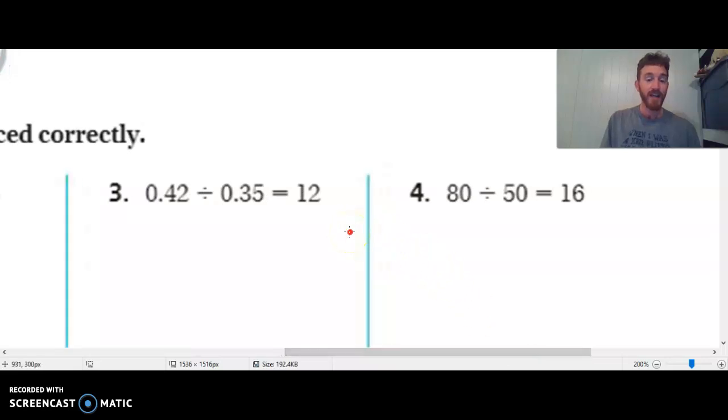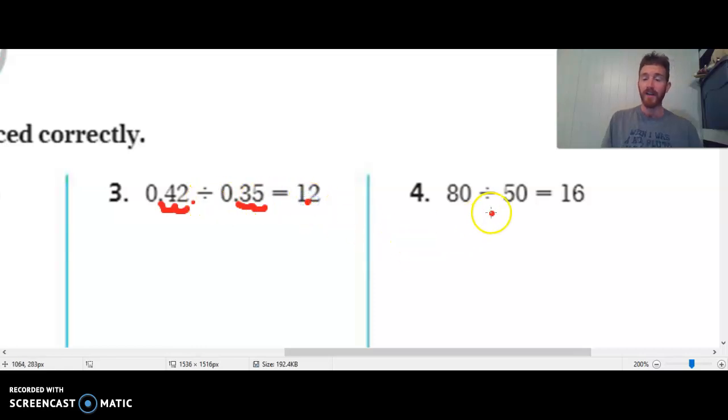Next one. Okay, let's think about this one. 42 hundredths divided by 35 hundredths. If we move the decimals, you would think it's like 42 divided by 35. That's going to be like, how many times would 35 go into 42? Would be just one time. And that's how we can find our answer. We can think, well, it's going to be around 1. So the way to do that would be to put a decimal right here.